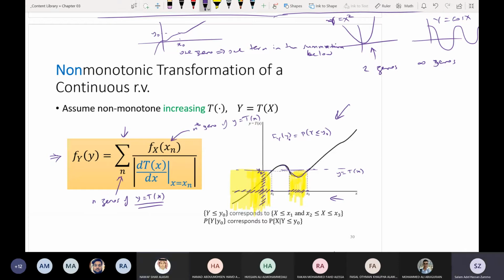Here, we started with y0, and we said that it has 3 corresponding values. And we defined this, if you remember. And now if we continue the derivation as we did before, we will end up with the same result. Fy of y will be the summation over the nth zeros of the same equation that we had before. However, every time we evaluate at different zeros. Okay.